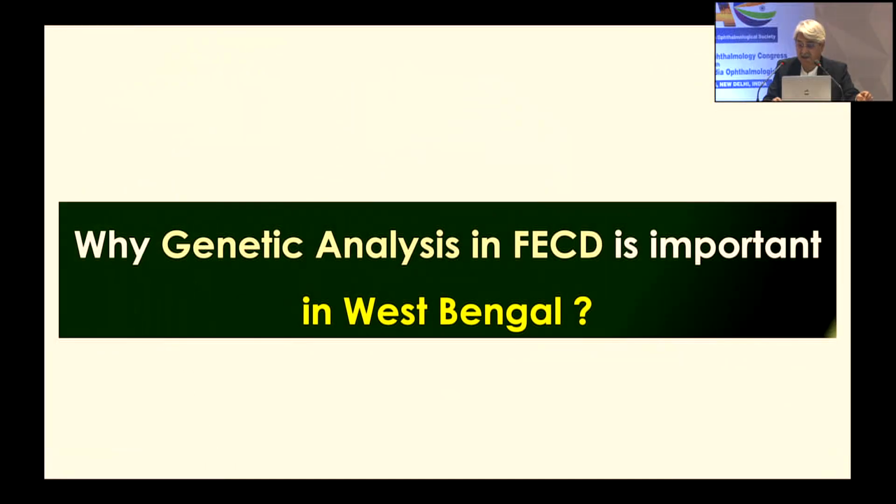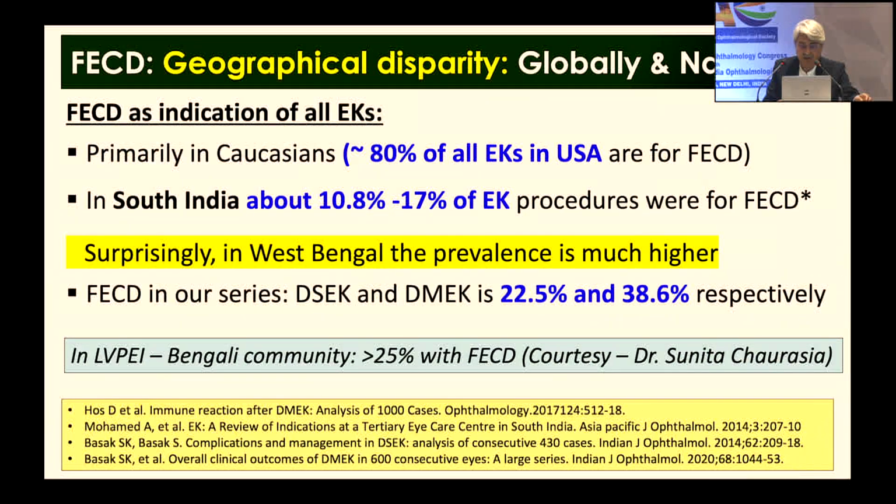So why is genetic analysis in FECD important in Bengal? If you see the EK data, 80% of all EKs in the USA are for FECD, whereas in South India it is between 10 to 17%. But in Bengal we have shown that earlier it was 22.5% in my DSEK era, and now in the DMEK era it is 38.6%. Even at LV Prasad, the Bengali community of FECD patients who are going for EK are more than 25%.